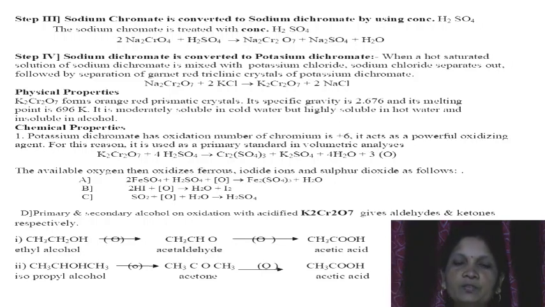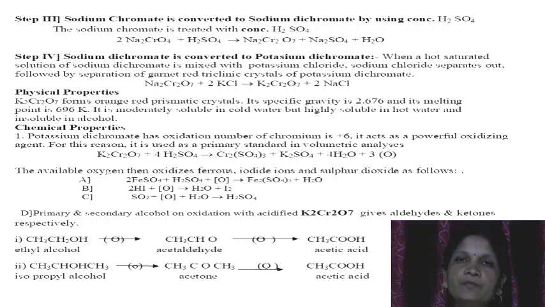The last step, the fourth step, is the conversion of sodium dichromate to potassium dichromate. When a hot saturated solution of sodium dichromate is mixed with potassium chloride, sodium chloride separates out, followed by separation of red triclinic crystals of potassium dichromate. Na2Cr2O7 plus 2 KCl gives K2Cr2O7 plus 2 NaCl.